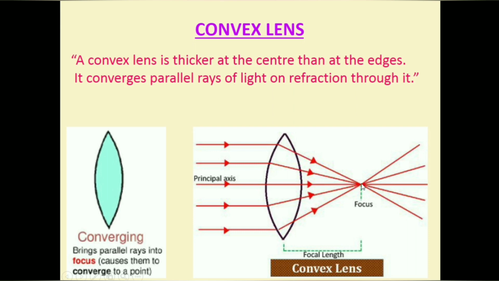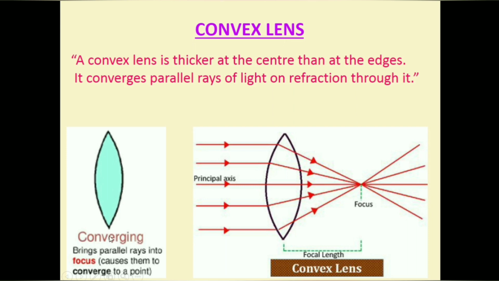Now this point we can call the principal focus. So what happens in a convex lens? When a parallel beam of light passes through the convex lens, two times refraction of light takes place and all the refracted rays converge to a point. So this convex lens is also called a converging lens.